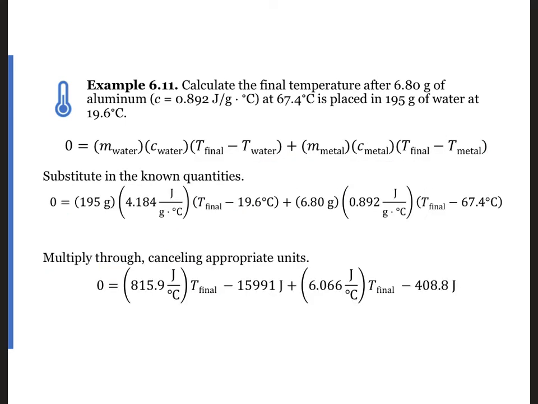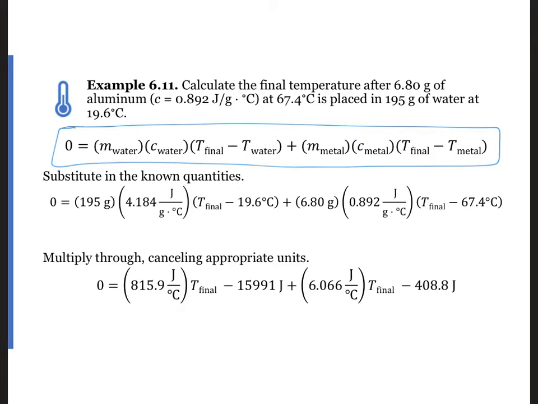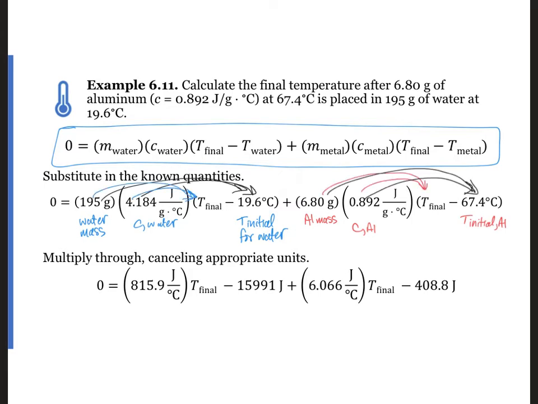Using the equation from the last slide, we can substitute in the known quantities: 195 grams of water, the specific heat of water, the initial temperature of the water, the mass of the metal, the specific heat of the metal, and the initial temperature of the metal. Multiplying everything through, we get 815.9 joules per degree Celsius times T final minus 15,991 joules for the water part of the equation, and 6.066 joules per degree Celsius times T final minus 408.8 joules for the metal part of the equation.